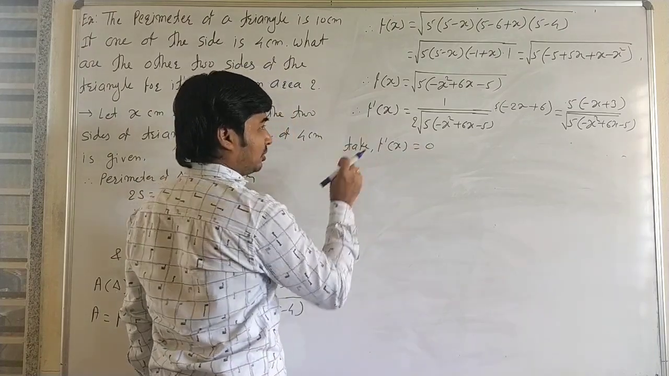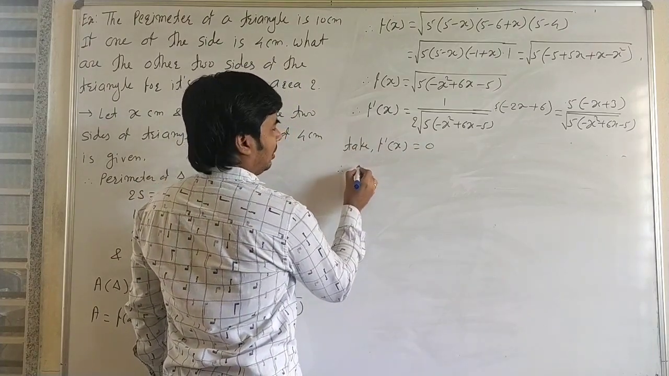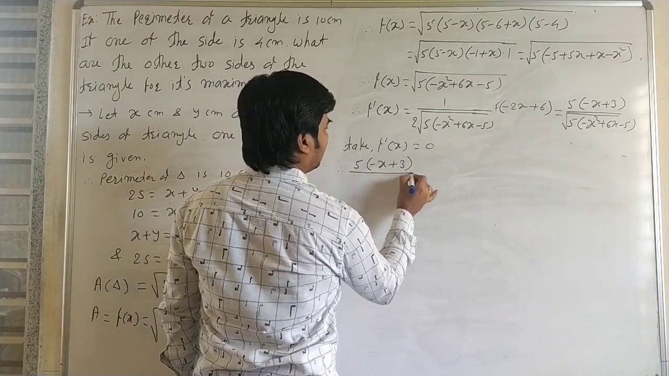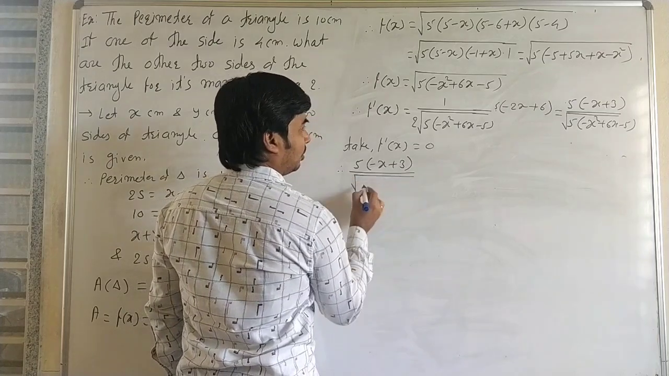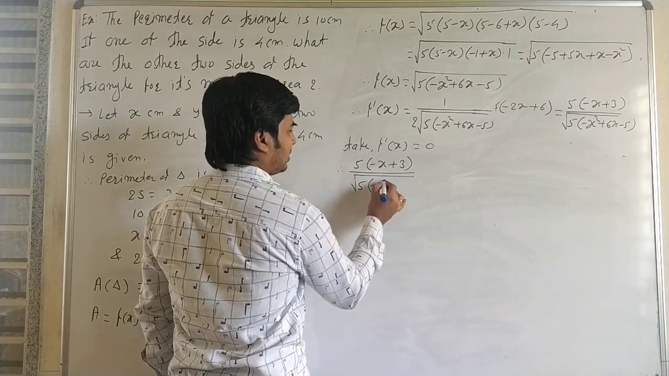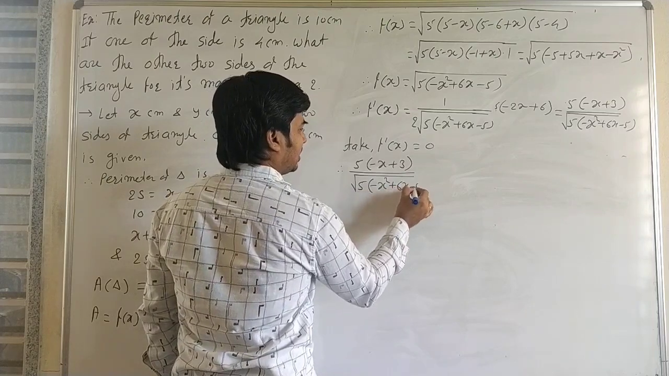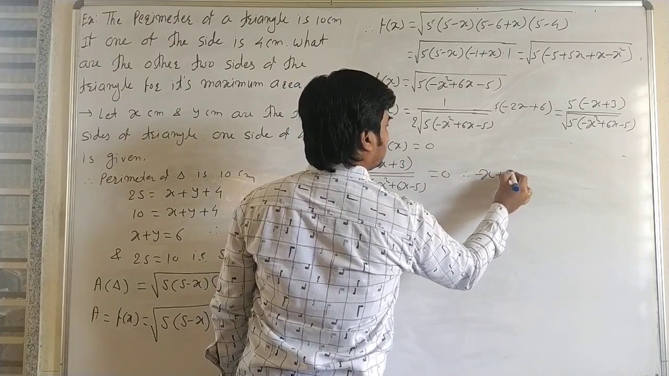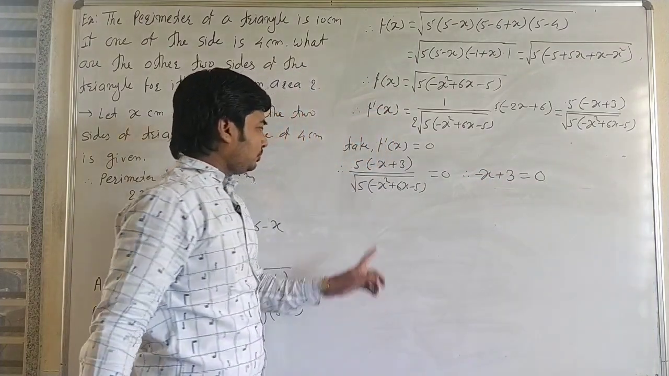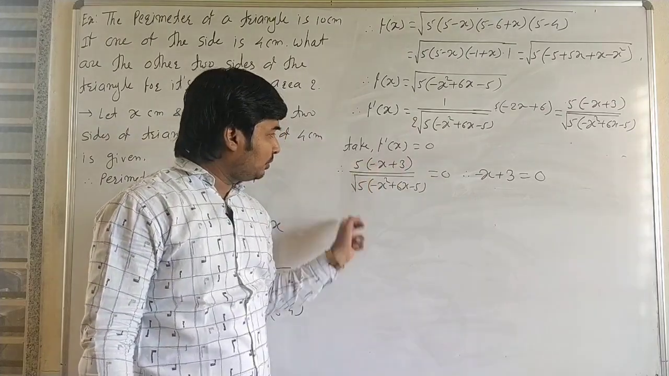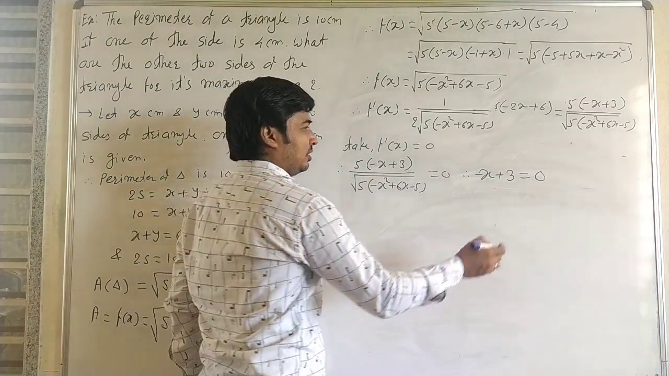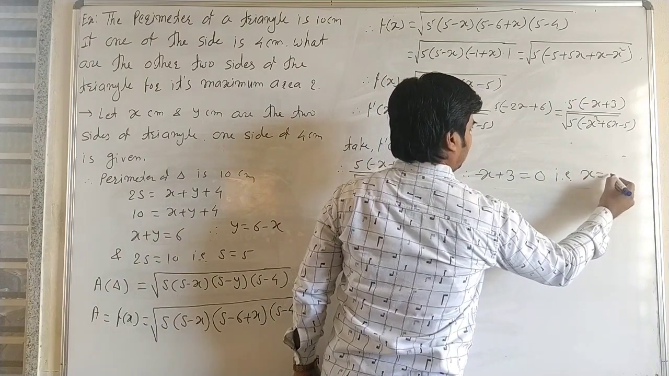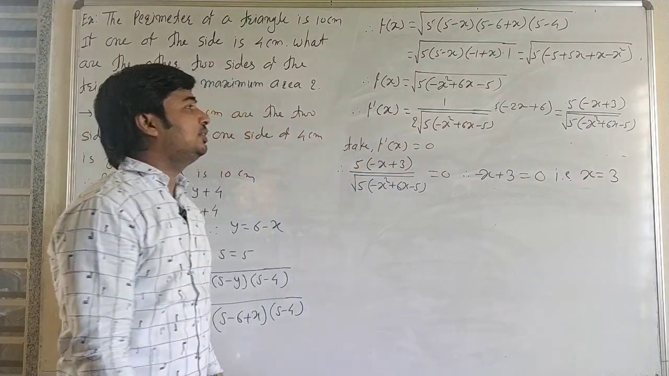Therefore, take f dash of x equal to 0. Therefore, you can write 5 into minus x plus 3 upon under root 5 into minus x square plus 6x minus 5 is equal to 0. Therefore, we can write minus x plus 3 is equal to 0. Under root, take the denominator to the other side, it is 5, this is also 0, that means minus x plus 3 equal to 0. That is x is equal to 3.